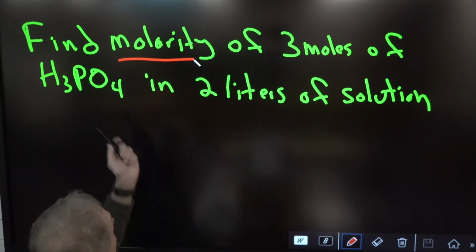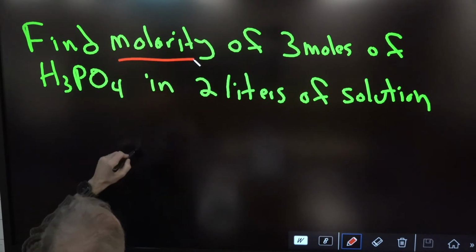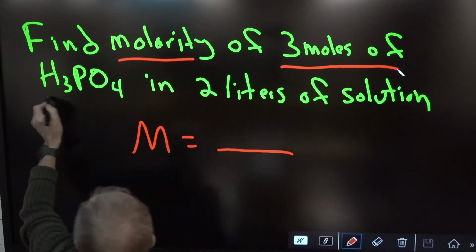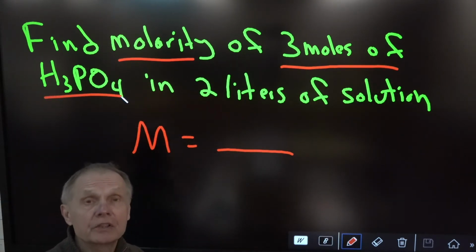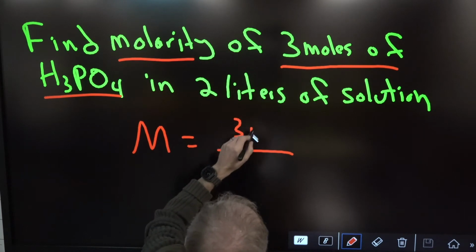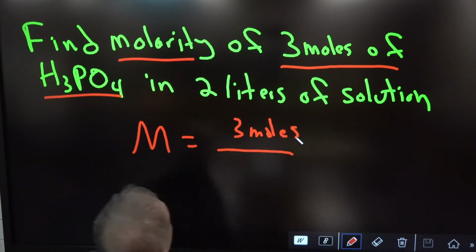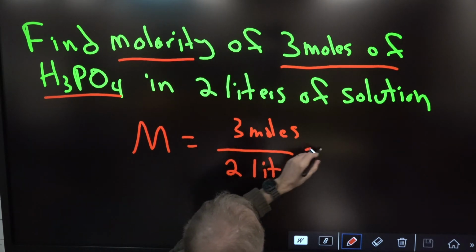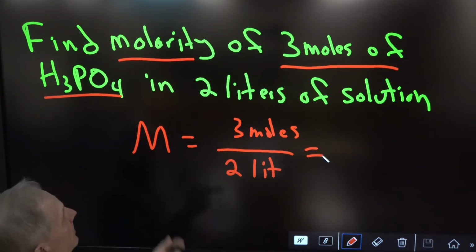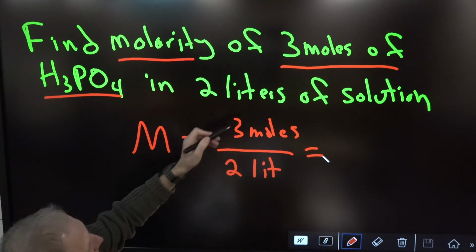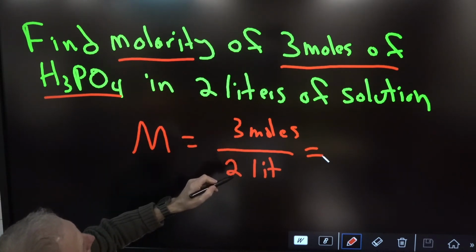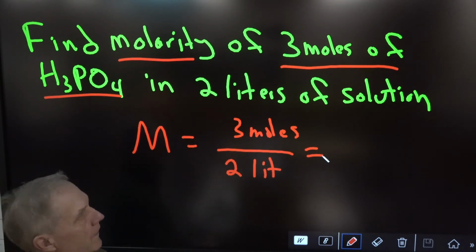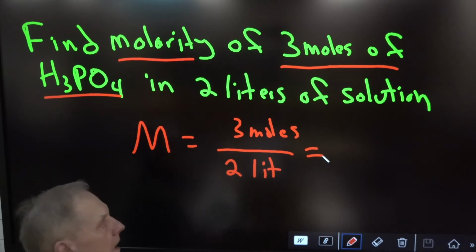But look what I have. So I'm going to find the molarity, big M, equals, I have 3 moles of phosphoric acid, so we don't have to convert because it's already in moles. 3 moles on top. And I already have liters, so I put 2 liters. And so the formula is moles of solute over liters of solution. So I have 3 over 2, and that is 1.5 big M.